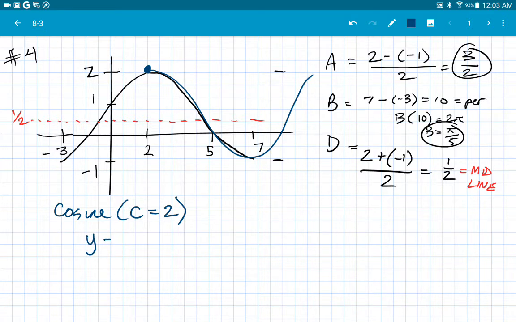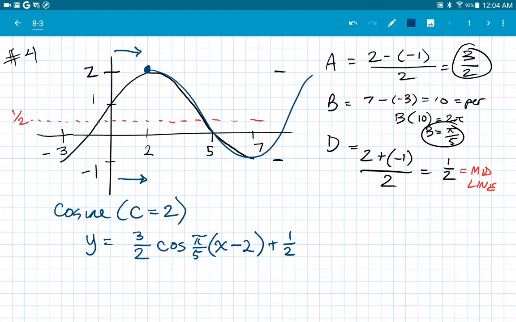So we go ahead and write our values. Y equals, the a value is 3 over 2. And notice that the cosine graph is upright, so my a value will stay positive. Cosine, the b value is pi over 5. And then in parentheses, we're going to have x, and then since our graph shifted right, I know I should have x minus. My c value, where it's starting from, is 2. So I have x minus 2. And then my d value is positive 1/2. It goes up 1/2. So there's my equation if my graph had shifted to the right 2.